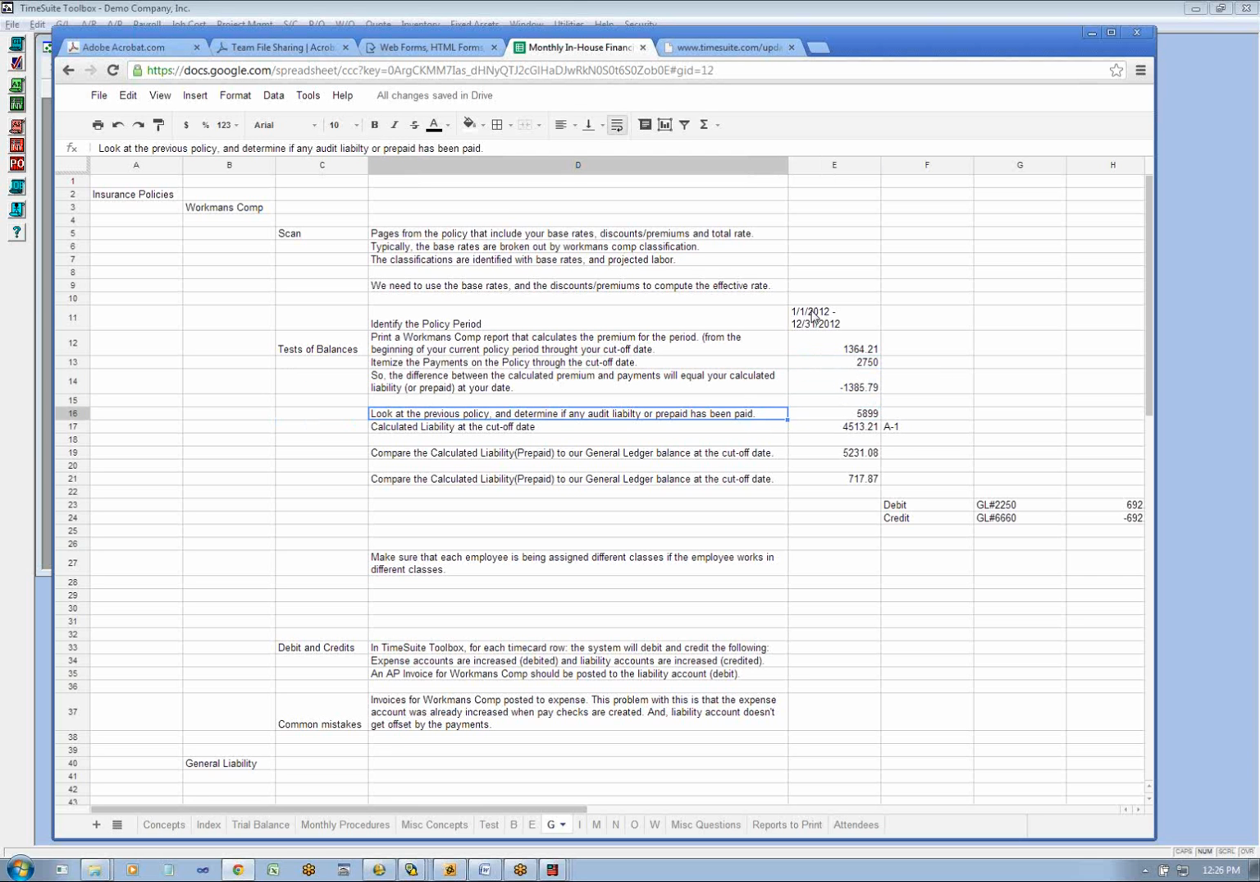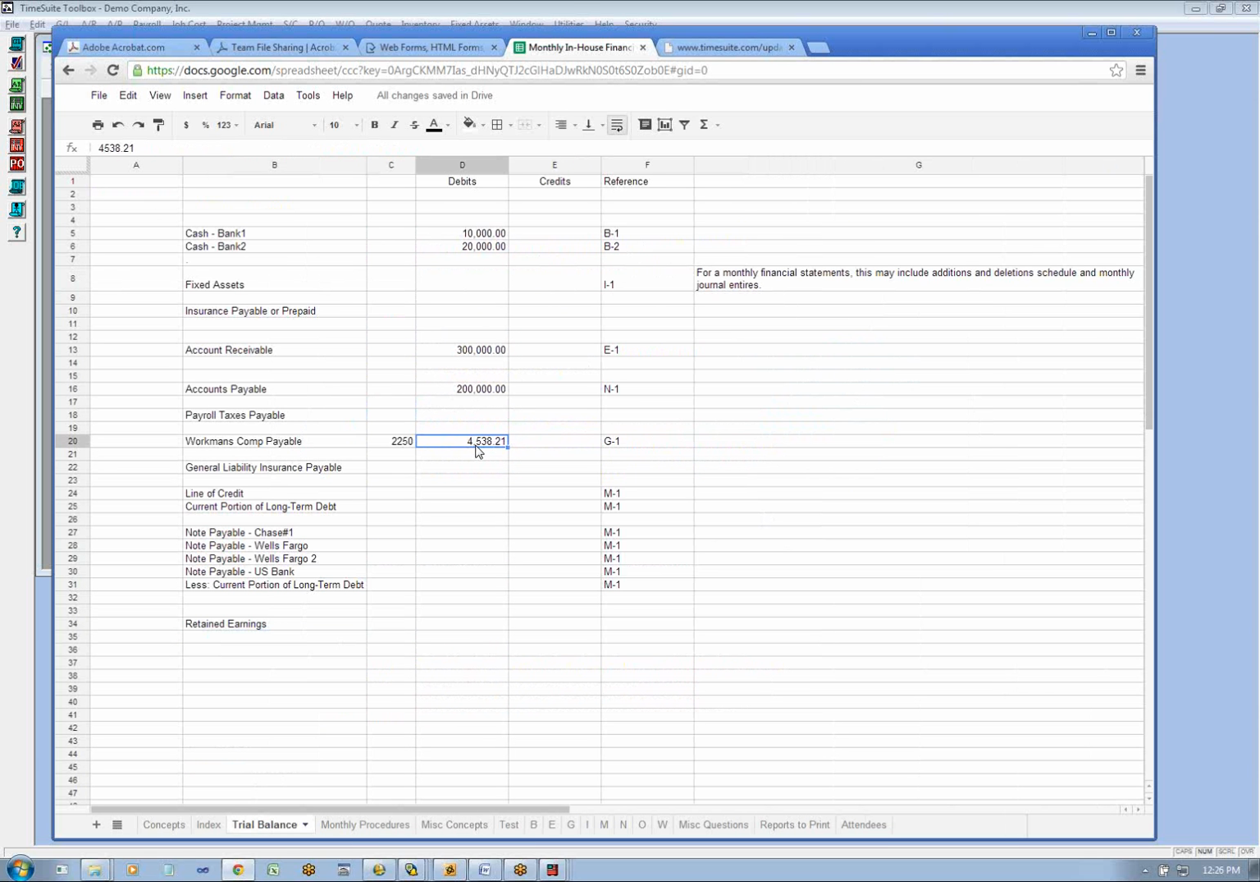Let's say they did the audit for the policy period ended 12/31/2011, and they said that we owed them $5,899. And maybe you verified their numbers, maybe your CPA verified their numbers to make sure they did it right. And so then here we're saying we have a prepaid, okay, because it's a positive number. And so the calculated liability is a prepaid of $45.18, and you would expect your trial balance to say that, okay?